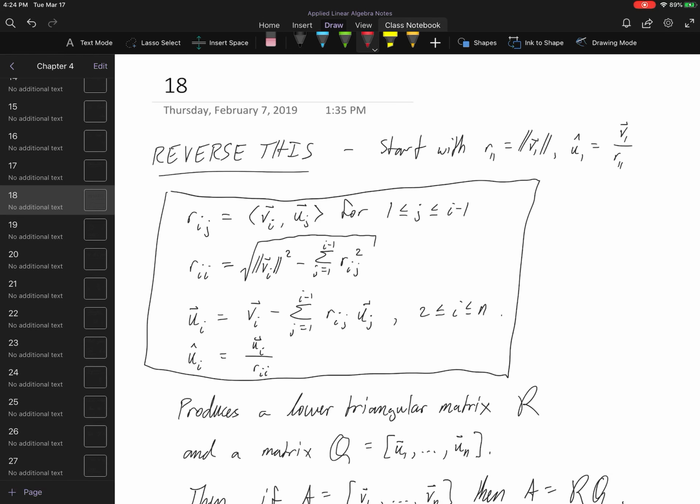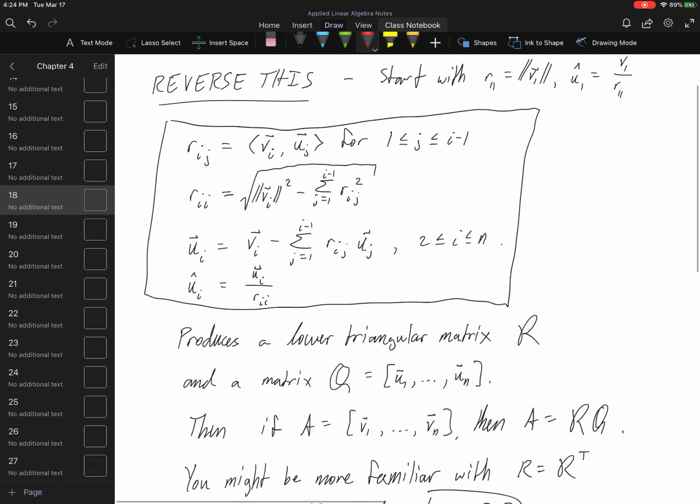So what we would like to do here is implement this exact set of instructions in the box. And what this does for us is it produces this lower triangular matrix R, which is given by the coefficients Rij. And then the matrix Q, right? This will be the matrix whose columns are the vectors of this orthogonal set.